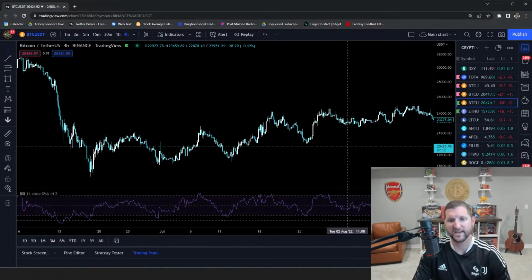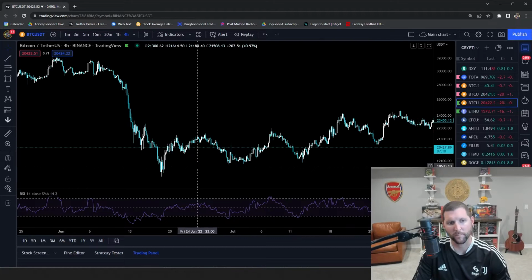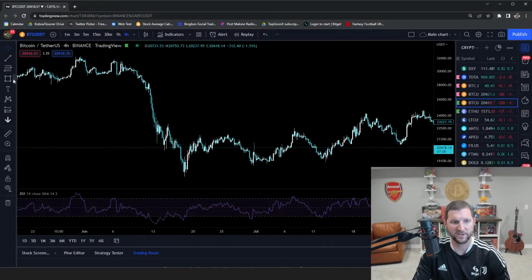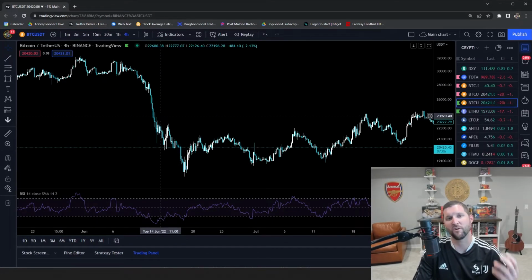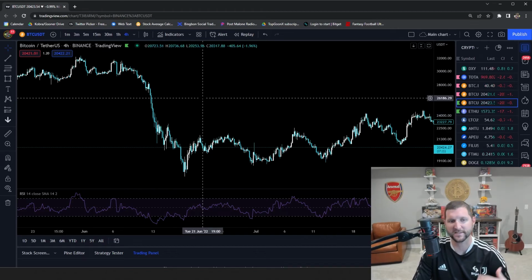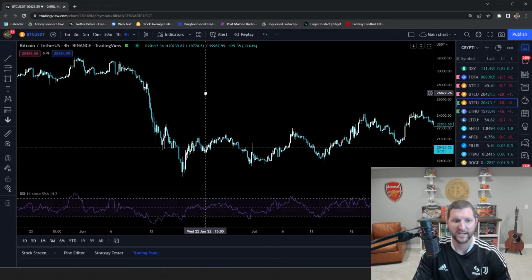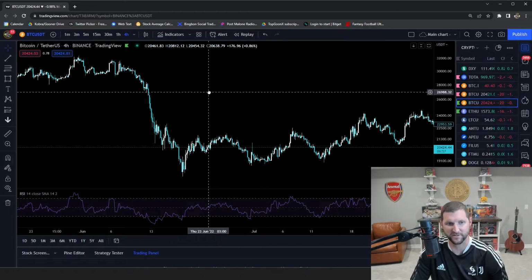And not only that, anytime you get a heavy drop or a heavy pump, you're also going to very likely get some sort of divergence no matter what. And it's not always going to be a positive divergence. It could just be a false divergence.